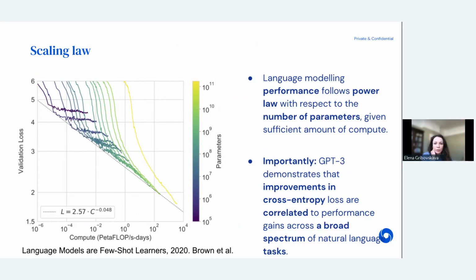Importantly, GPT-3 demonstrates that improvements in cross-entropy loss are correlated to performance gains across a broad spectrum of natural language tasks. So they train the model with cross-entropy loss, but then evaluate on a variety of downstream tasks.